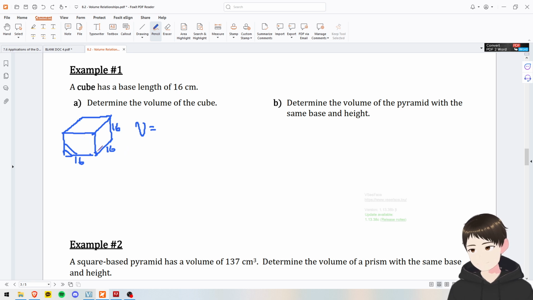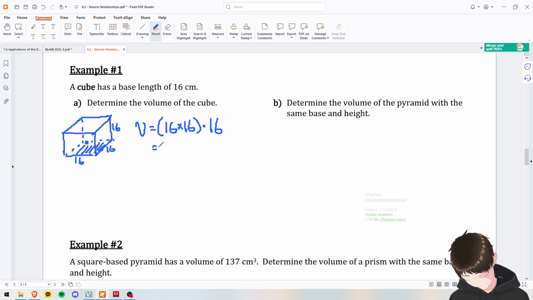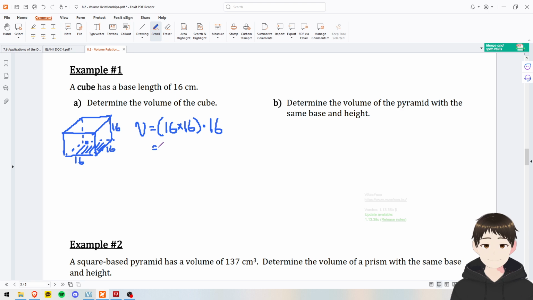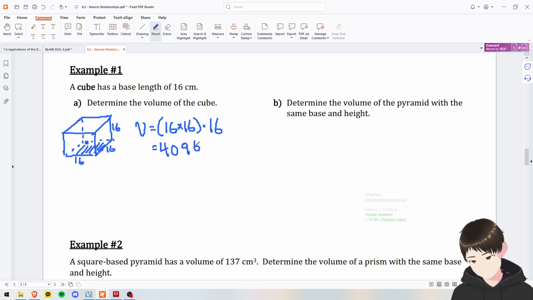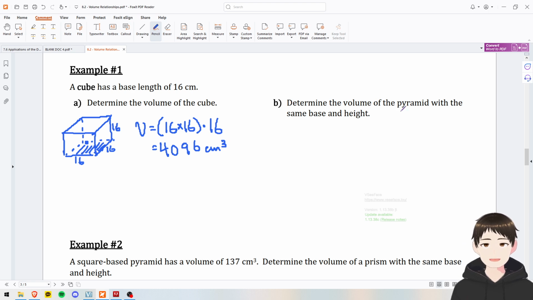Okay, or if I'm dealing with a 3D shape like this, the area of the face, the floor, times how high it is. So here we go. The area of the face is 16 times 16 multiplied by how high it is. That would be 16 cubed, which is exactly 4,096 centimeters cubed. Determine the volume of a pyramid with the same base and height.